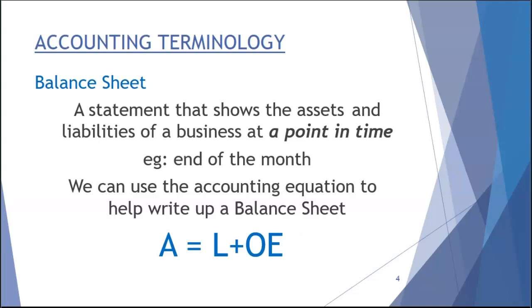So the way that's structured is we've got assets on the left-hand side of the balance sheet, we've got liabilities on the right-hand side of the balance sheet, and owner's equity on the right-hand side of the balance sheet. So if you've got assets, take away the liabilities, it leaves you with owner's equity. So you can change that equation around, and I'll show that on the next slide.